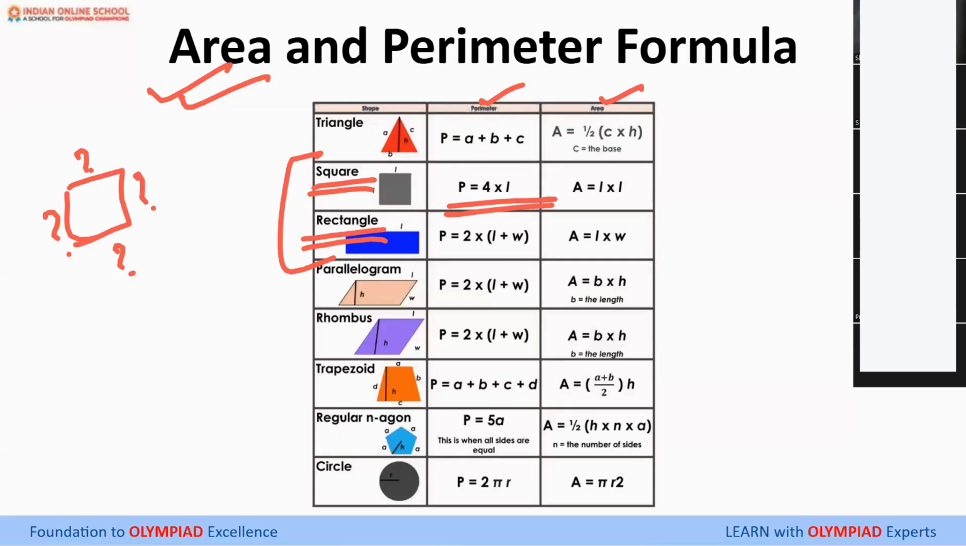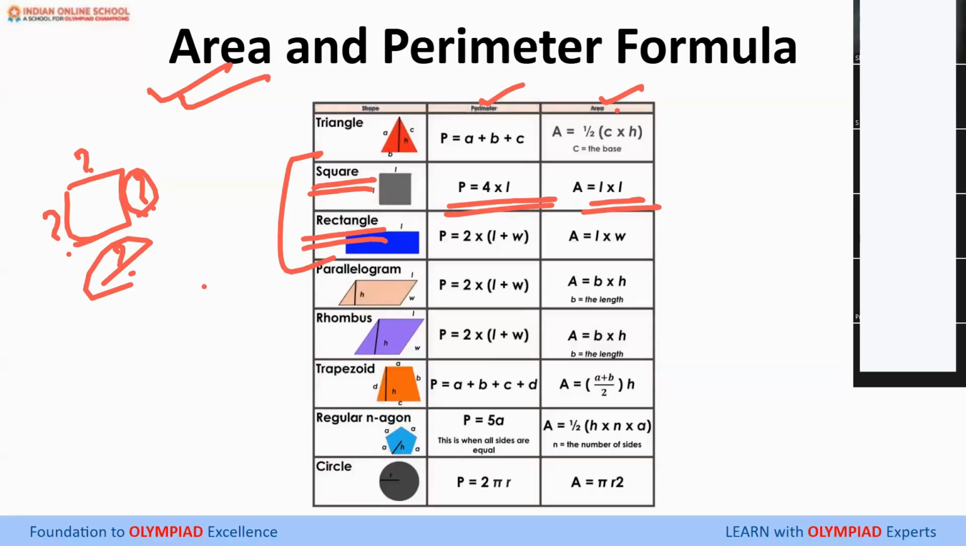Okay, so the perimeter of a square is 4 times the side, okay? And the area of a square is side into side. As I told you, I multiply. We did one slide where we were multiplying the sides of a rectangle, if you remember. 7 four times, 5 four times. You did few of the questions, right?